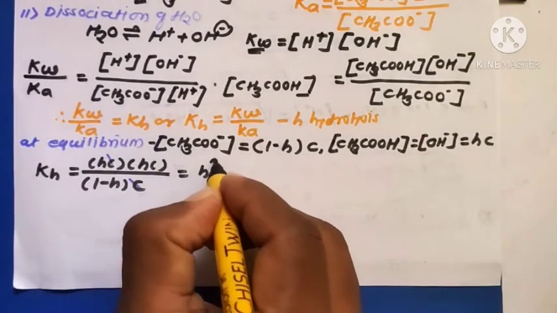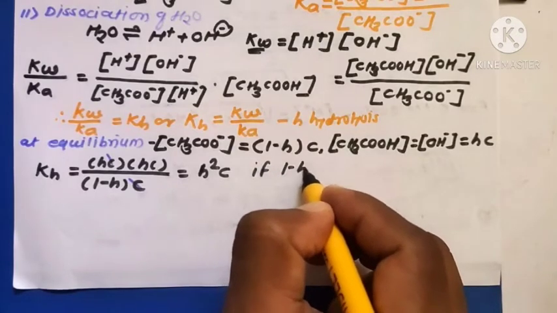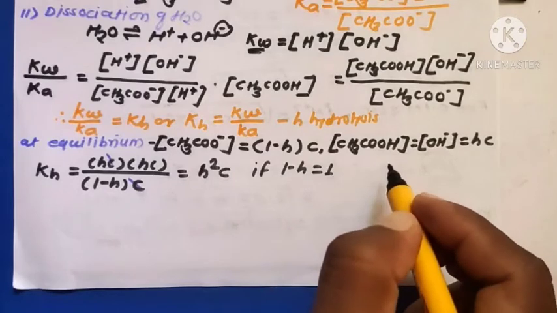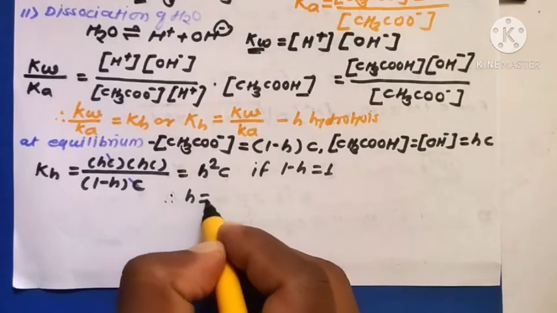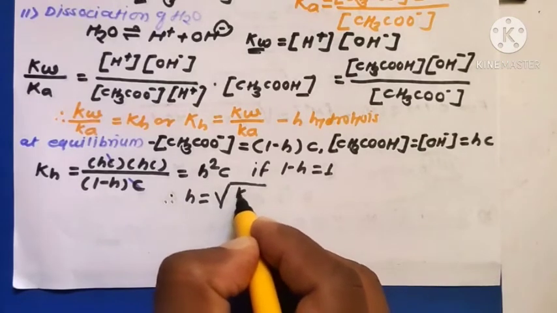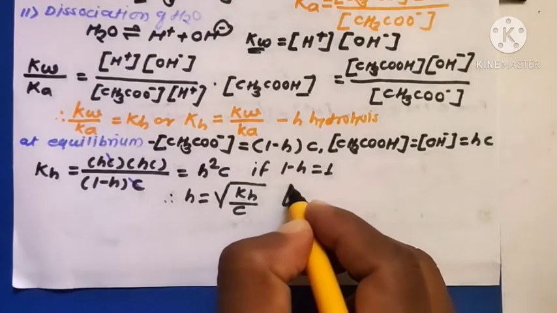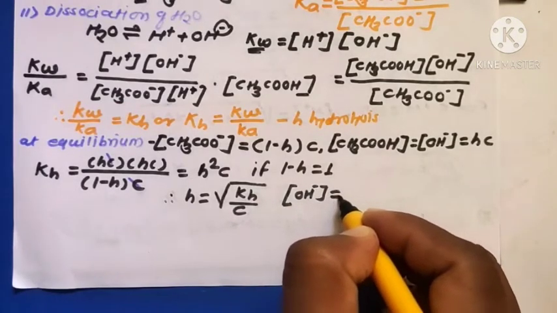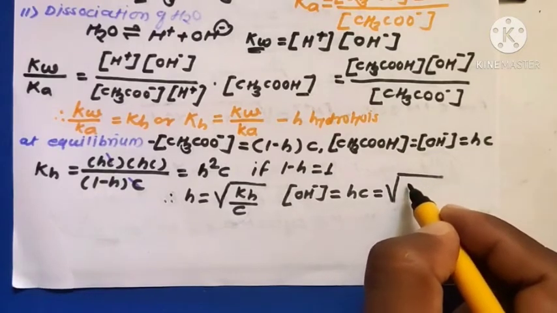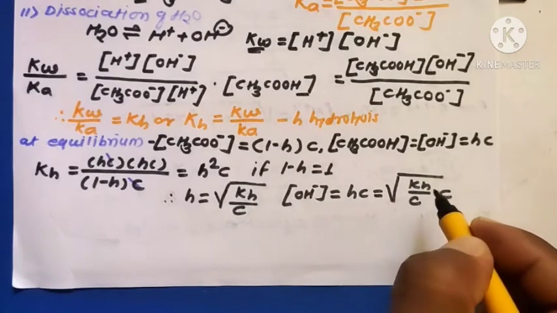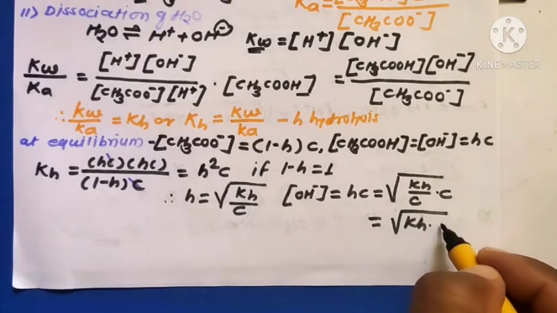Now the hydrolysis constant is h square C. If 1 minus h is approximately 1, that is h is very small, therefore h is equal to under root Kh upon C. Since the concentration of OH minus ions is equal to hC, it is equal to under root Kh upon C into C. Therefore under root Kh into C.